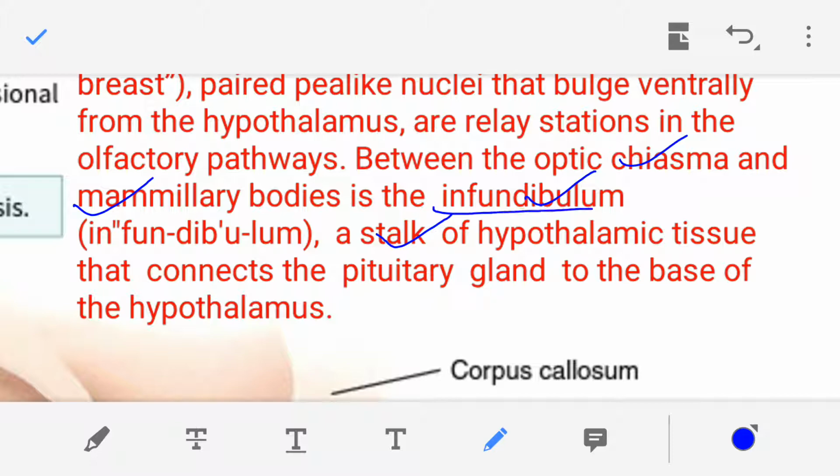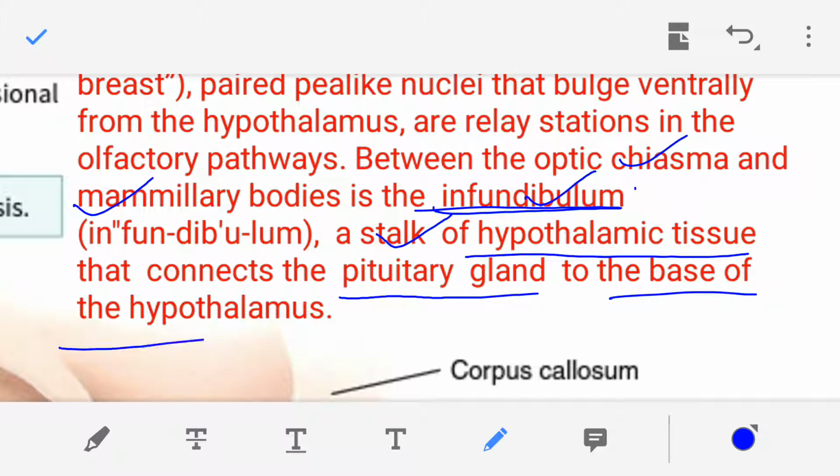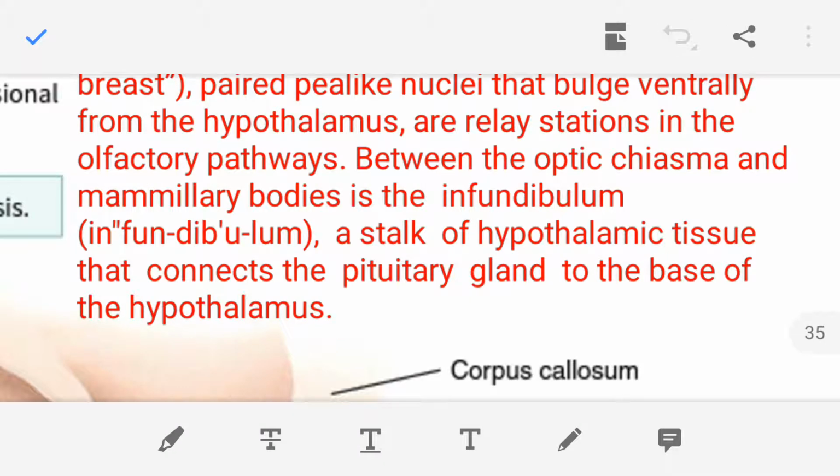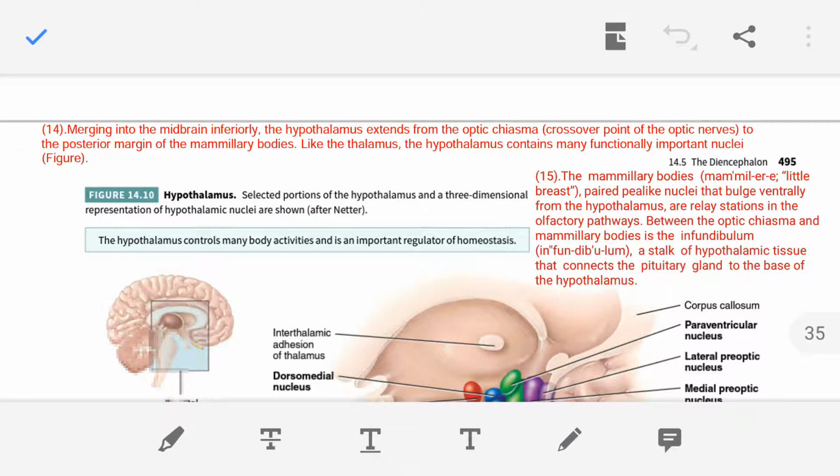So the location of the infundibulum is between the optic chiasm and mammillary body. It has hypothalamic tissue, and this infundibulum connects the pituitary gland to the base of the hypothalamus. So this is regarding the infundibulum.